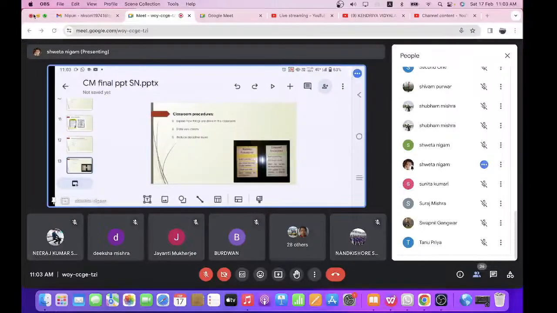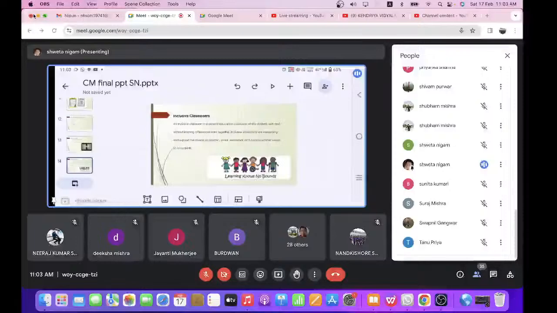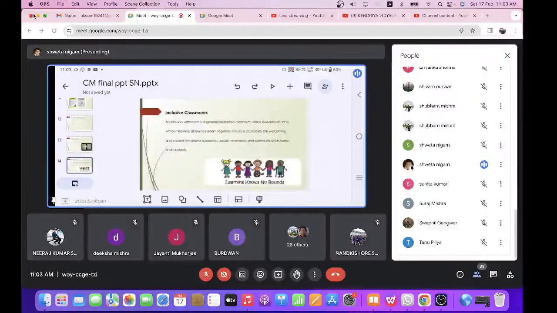Now my second topic is inclusive classroom. So, what is an inclusive classroom? An inclusive classroom is a general education classroom where students with and without learning differences learn together. Inclusive classrooms are welcoming and support the diverse academic, social, emotional, and communication needs of all students. Here you can see: learning room, no bounds.